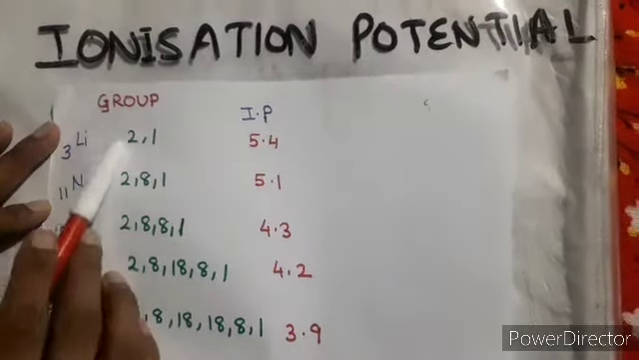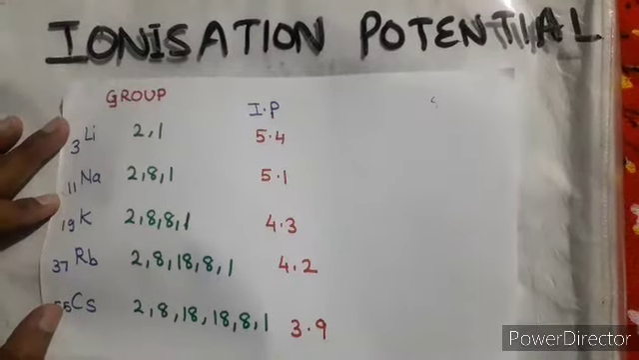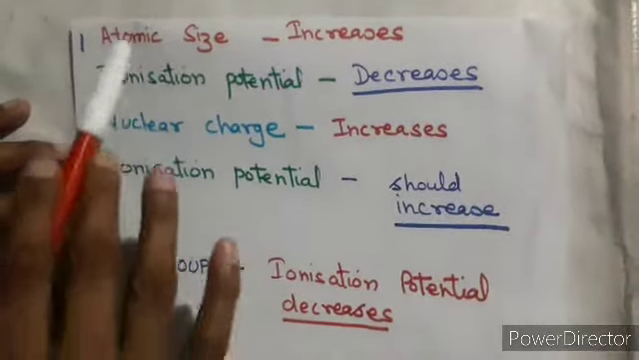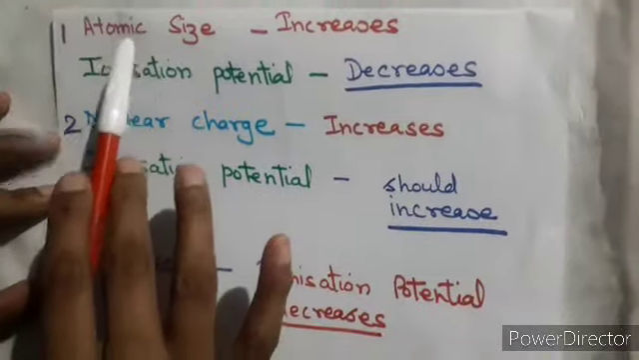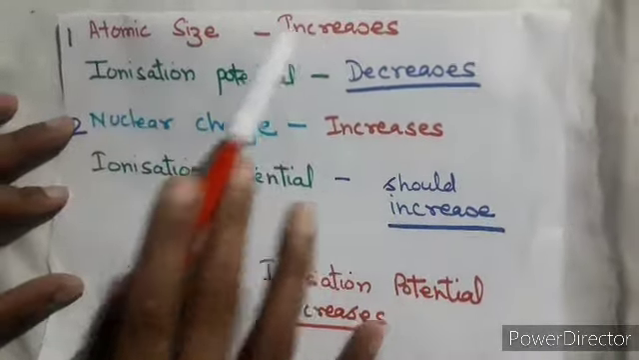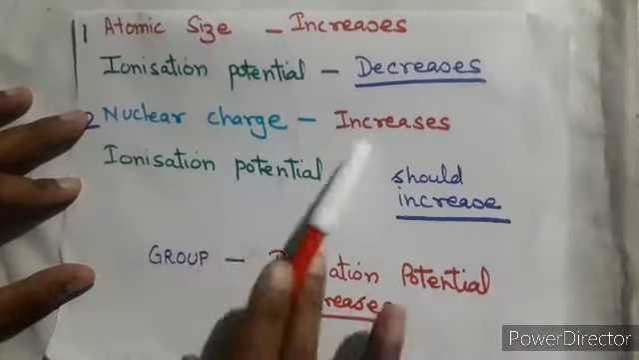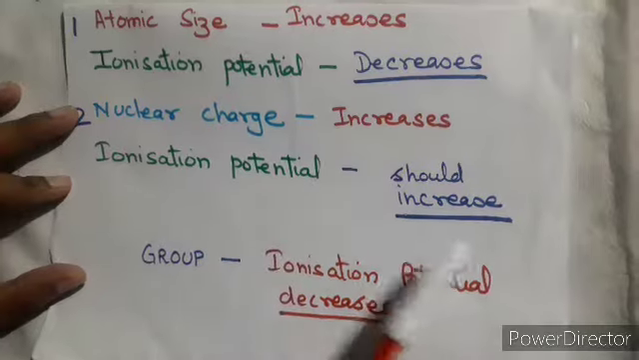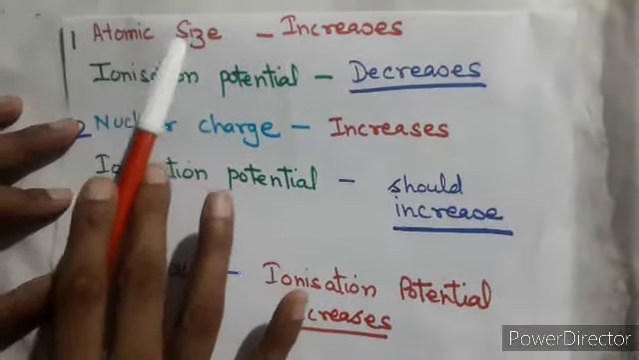Why is this happening? Because just see again, over here also you have to focus on the two factors. Now I have written both the factors: atomic size and nuclear charge. So once again we are discussing: when atomic size increases, ionization potential decreases, and when nuclear charge increases, the ionization potential will increase, right? So we will focus on the first one, that is the atomic size.